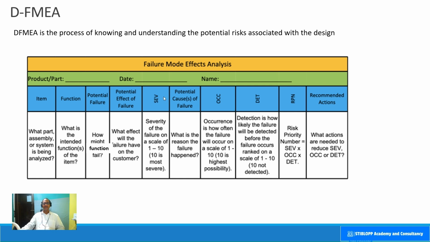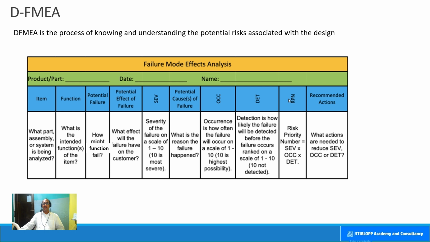Now, as I told before, the potential causes of the failure: what is the reason because of which the failure happened? Occurrence. Occurrence is how often the failure will occur during the entire tenure or lifetime of that particular component. Detection. Detection is how likely the failure will be detected before the failure reaches the customer.